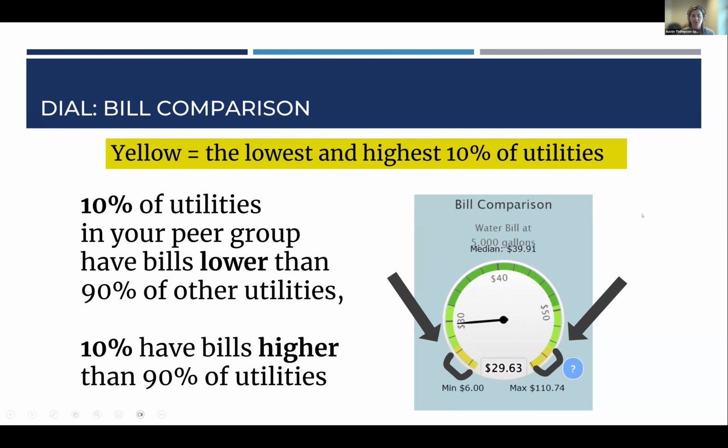Then at the bottom, we have the lowest 10% of bills within our comparison group and the highest 10% of bills. And these are reflected by yellow because it's not a good or bad thing. Maybe that's actually how much it costs to run the system, the bill within this lowest 10% and highest 10%. It's not necessarily a good thing or bad thing. It's just a reflection of how it falls within the comparison group. So again, it's just an opportunity for you to understand how to use this dial to its fullest. This would be the middle 50%, 15% on either end, and then 10% at the bottom.